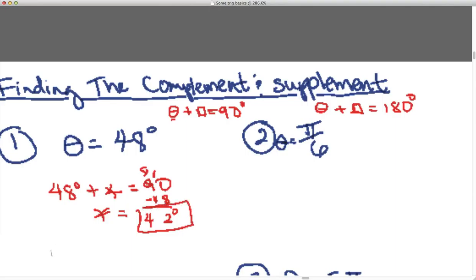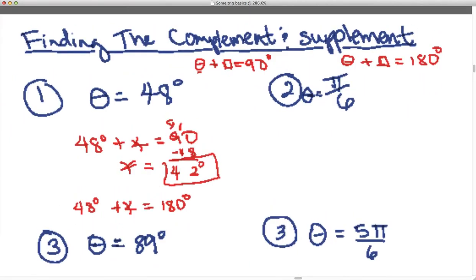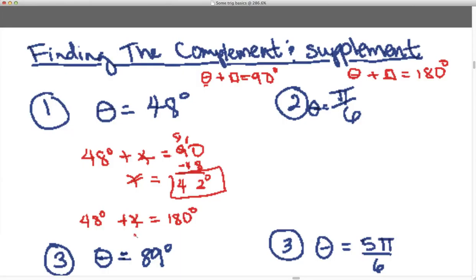And then the supplement, same concept. Only difference is you would change that other side to 180. If you subtract 48 from both sides, we would get 140, and then 8 more would be 132. Okay, so this is the complement, this is the supplement. Add up to 90, add up to 180.